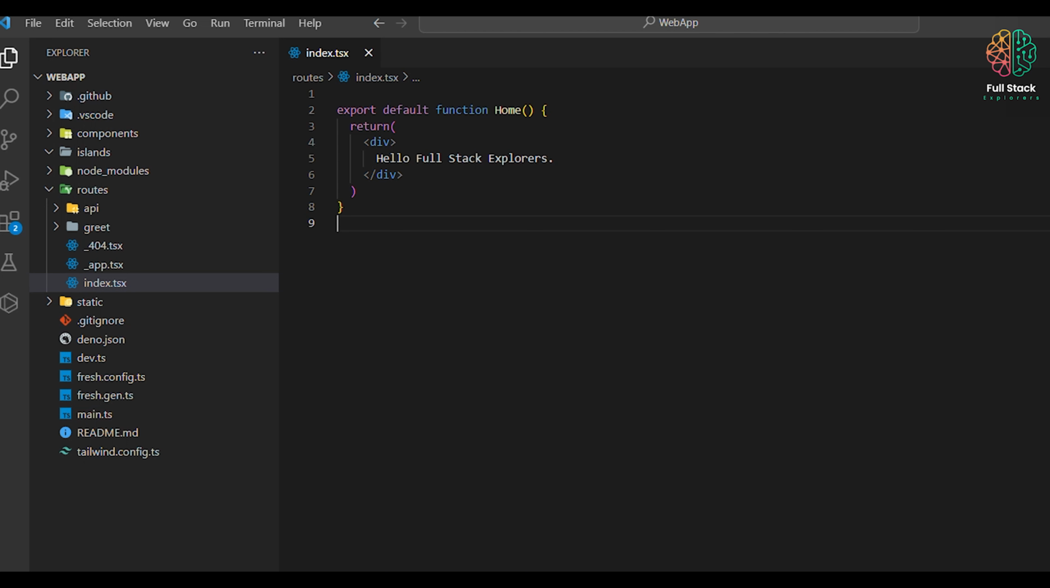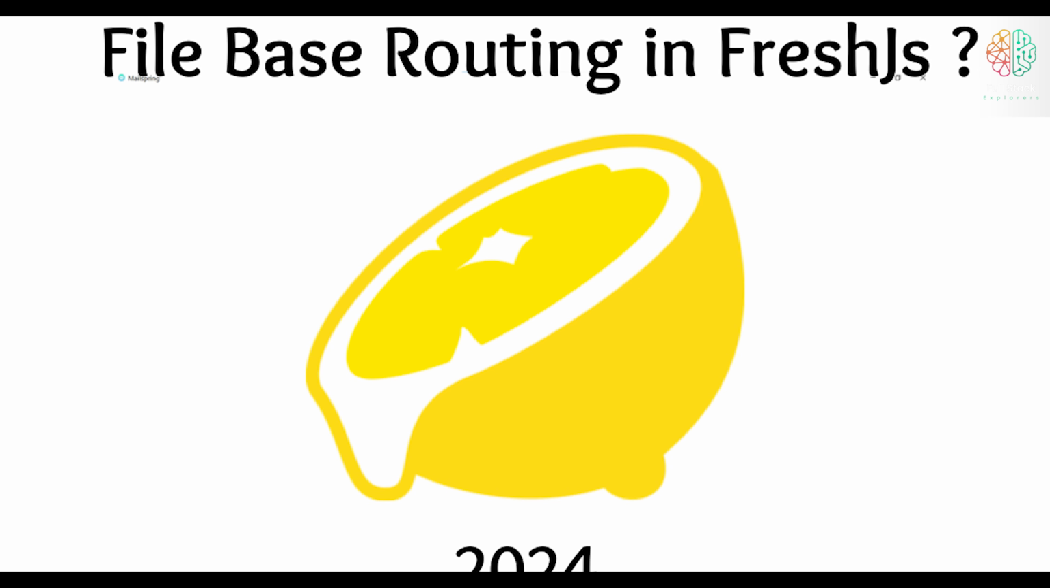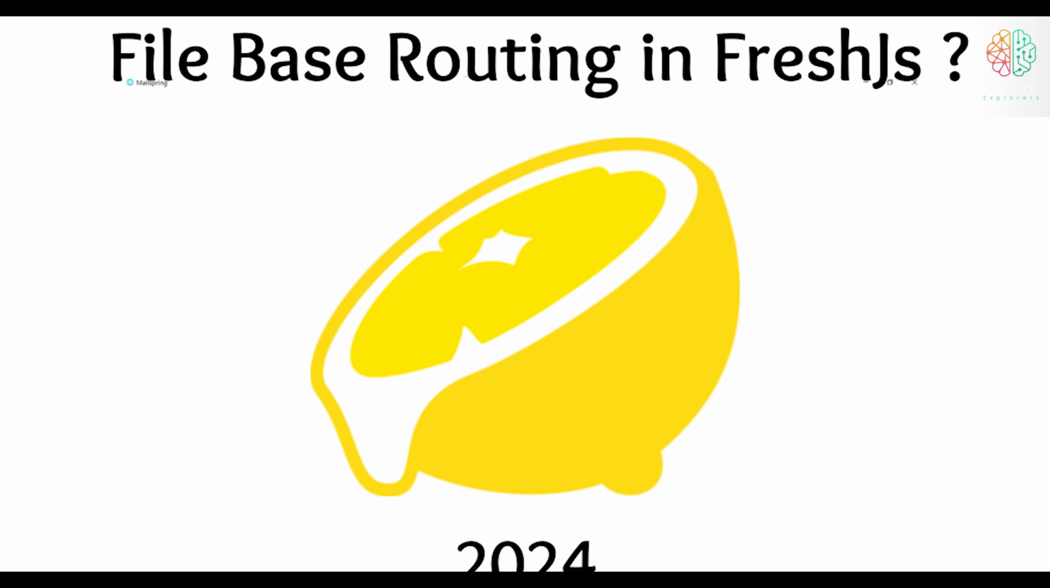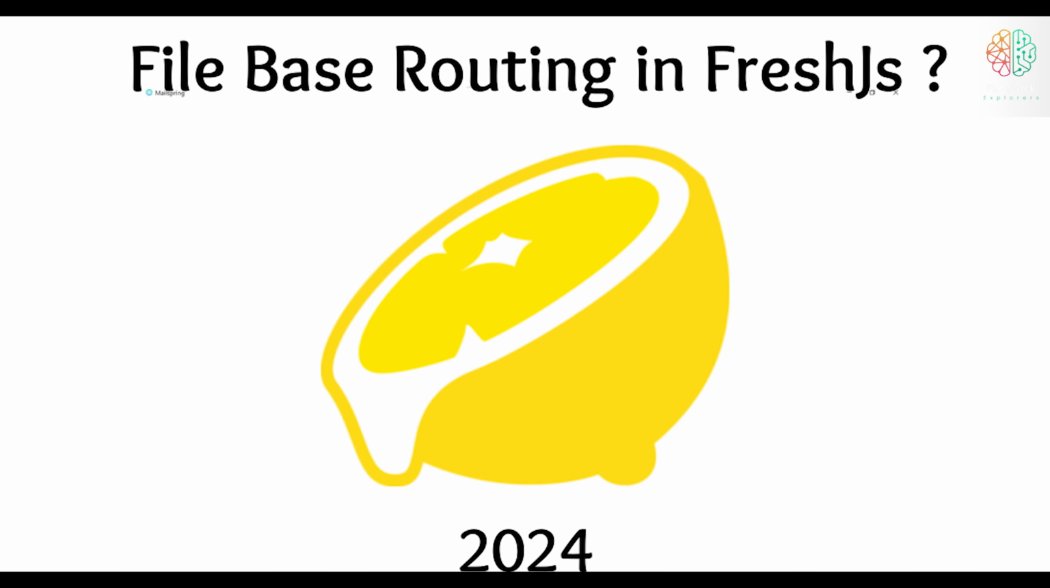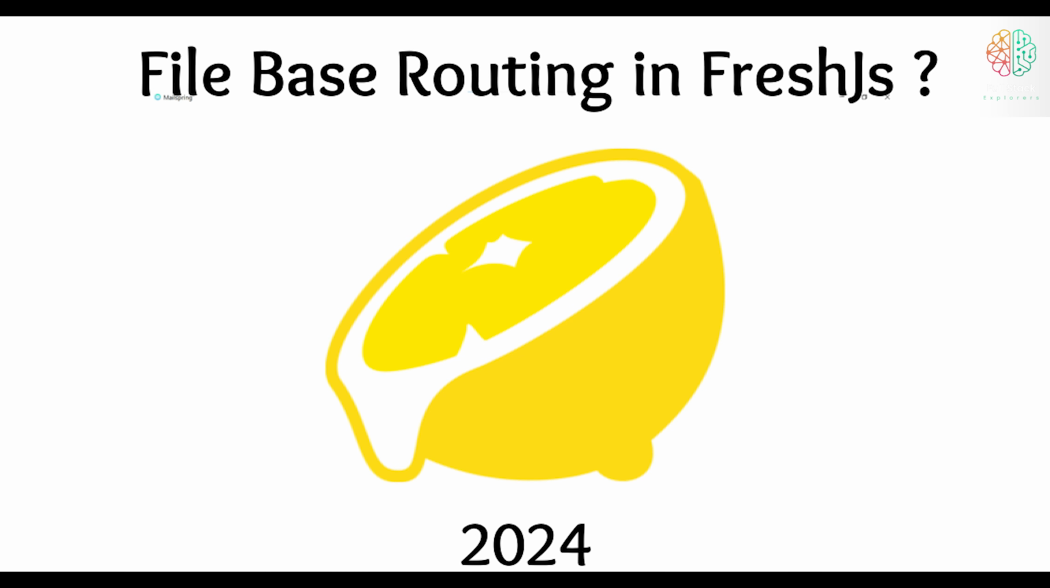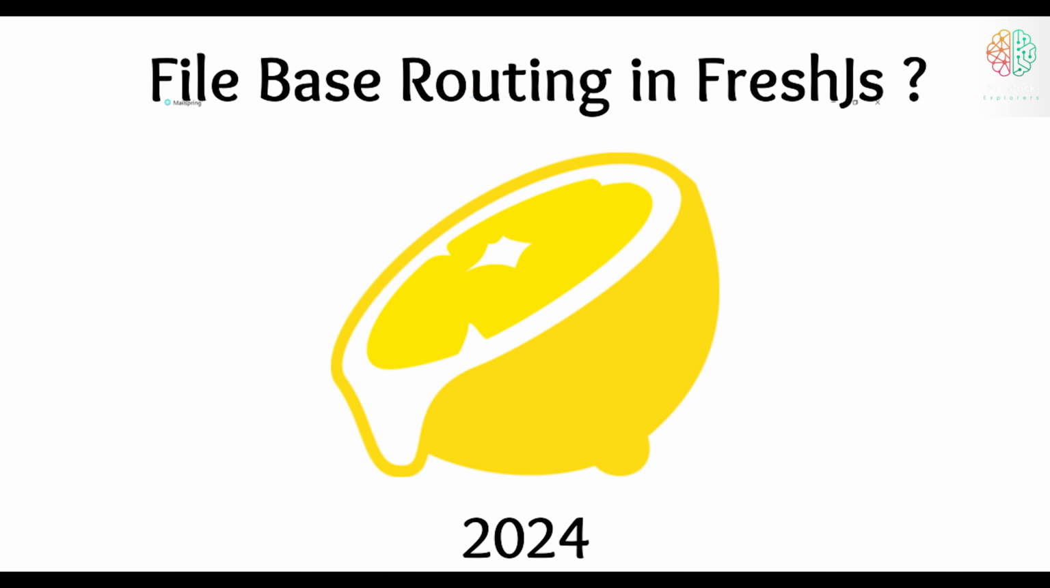We can create routes in Fresh.js in two ways. One, file-based routing. Two, folder-based routing. What is file-based routing? File-based routing in Fresh.js involves creating individual files for each route in the routes folder. Each file represents a specific route of the application.